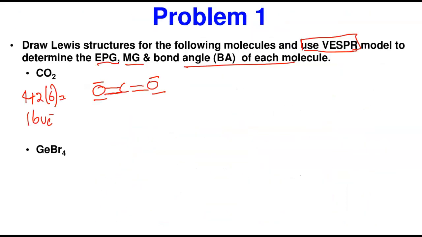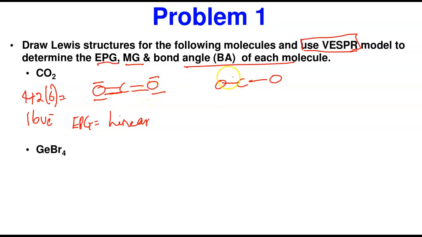So what are we going to do? Quickly we do that. So the EPG name is going to be the same thing. So this means that it becomes a linear molecule. The EPG tells us that it is a linear molecule. And then since it's a linear molecule, what is the molecular geometry? There's no lone pair. The molecular geometry is going to be the same thing as the EPG because there's no lone pair. And remember, these bonds doesn't matter. It has to count as 1.